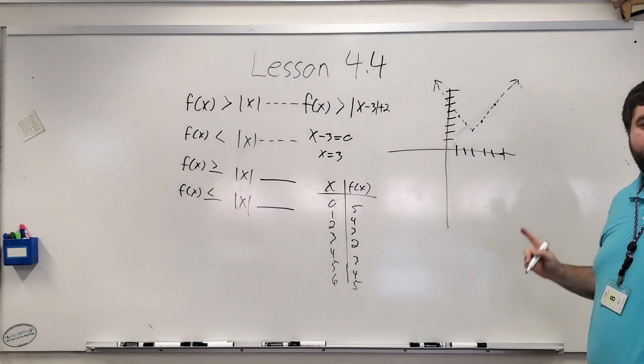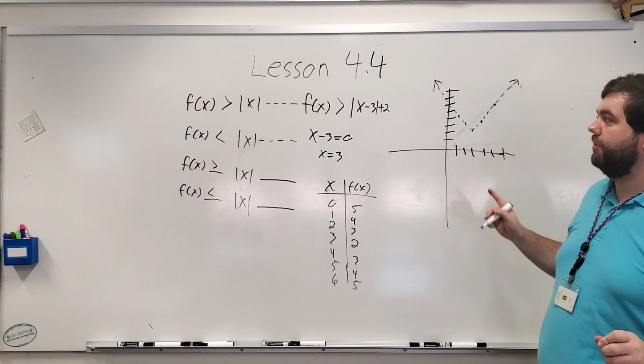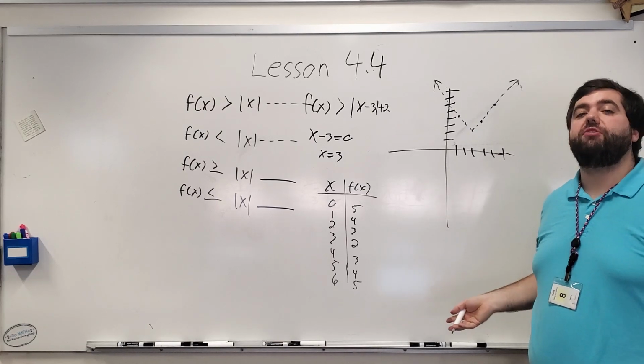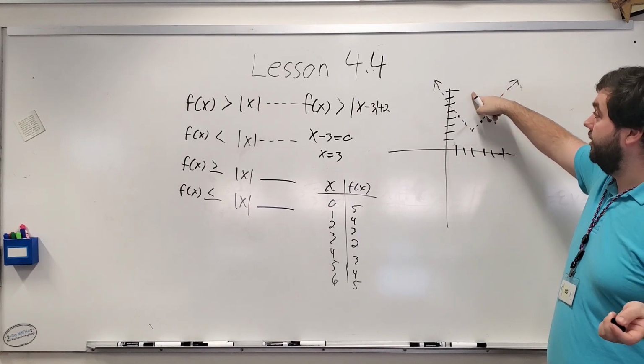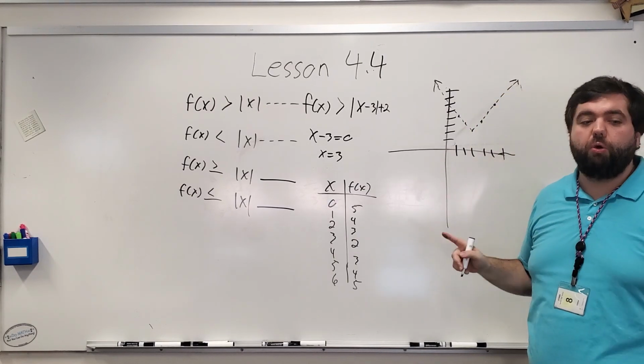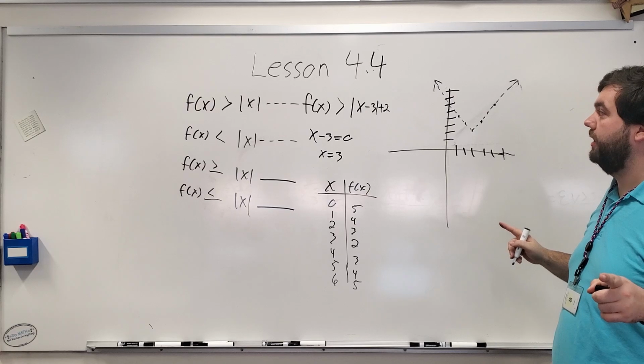Final step is my shading. So I have the function is greater than that, so I shade above the line. I know personally that it's already here, but I can always check that, right?